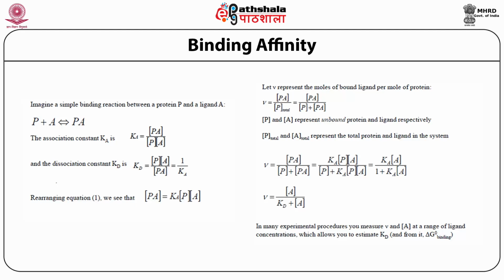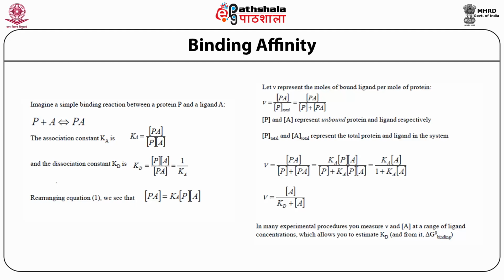You can see here the equation for binding affinity. For example, the protein P and the ligand A form the PA complex. The association constant Ka is given as the concentration of the PA complex divided by the concentration of P and the concentration of A, and the dissociation constant Kd is the reverse of the same equation, that is, 1 by Ka. Rearranging this equation, you can see PA equals Ka times P times A.